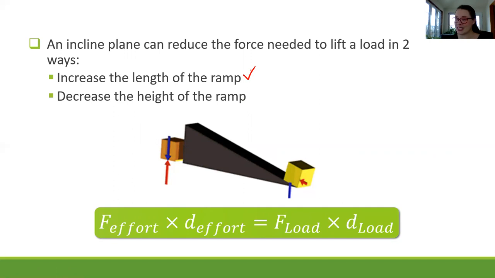Now, there is a situation I can think of where the height of the ramp comes into play. Anybody ever see U-Haul's ad? They advertise their trucks are the easiest to load. And the reason they advertise that is because the back of their truck is closer to the ground. So U-Haul trucks, they decrease the height of the ramp that you need, which means you need less work.